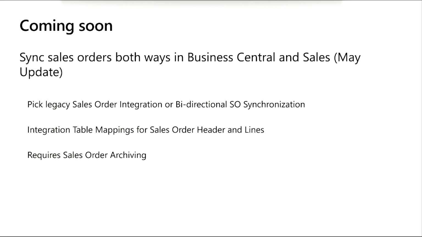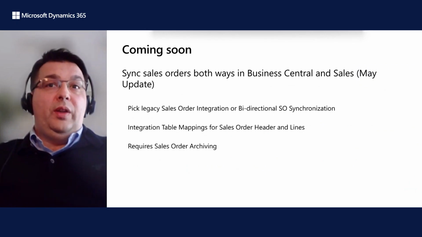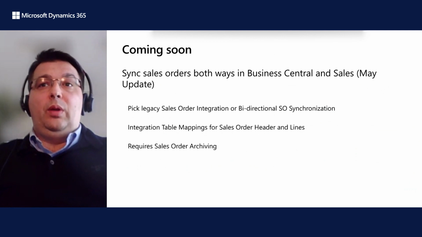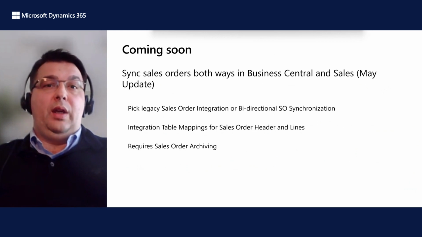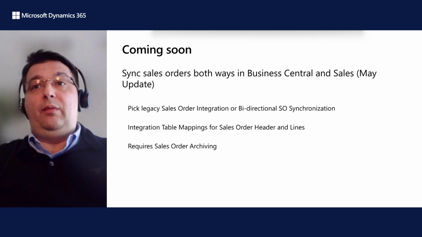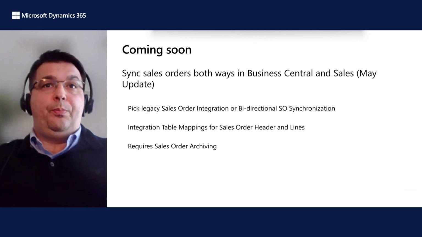You'll now have proper integration table mappings. You'll be able to extend them together with a more flexible way of sending sales order data in both directions. To work with this feature, sales order archiving will be needed and enabled, so we can keep track of sales order versions as they are synchronized. More details will come soon as a part of the release plan we've already created for this.